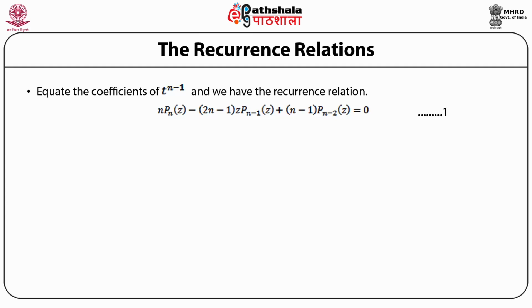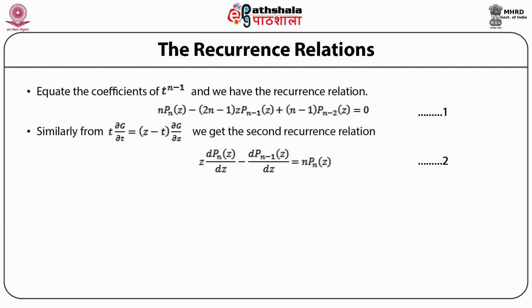Let us number this equation as 1. Similarly, on using the relation t multiplied by ∂G/∂t equal to z minus t multiplied by ∂G/∂z, we get the second recurrence relation as z d/dz of Pn(z) minus d/dz of Pn−1(z) equal to n Pn(z). Let us call this equation number 2.